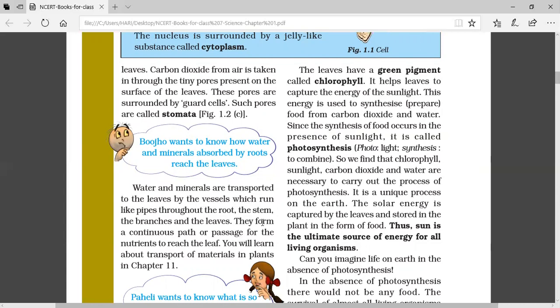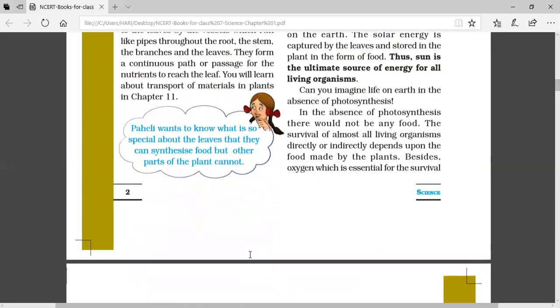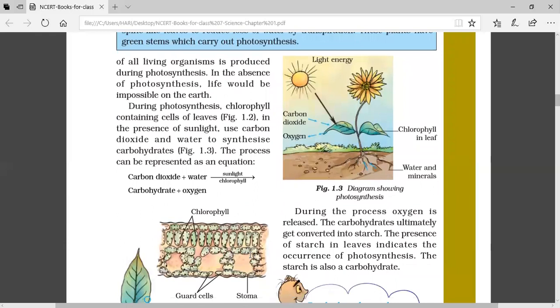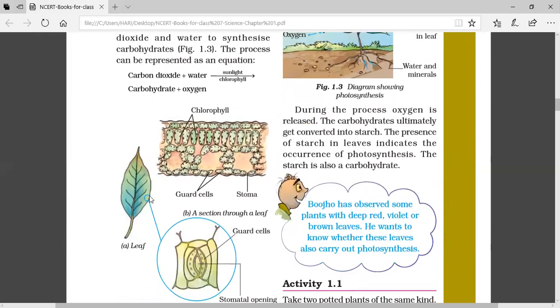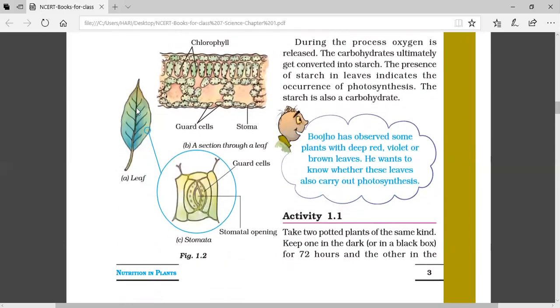Leaves take in carbon dioxide through tiny pores. Pores means opening. Through the tiny openings present on the surface of the leaves. These tiny pores are called stomata. That means leaves take in carbon dioxide through stomata. These stomata are surrounded by special cells called guard cells. And the guard cells control the closing and opening of stomata. In the picture here you can see the stomata and also the guard cells.